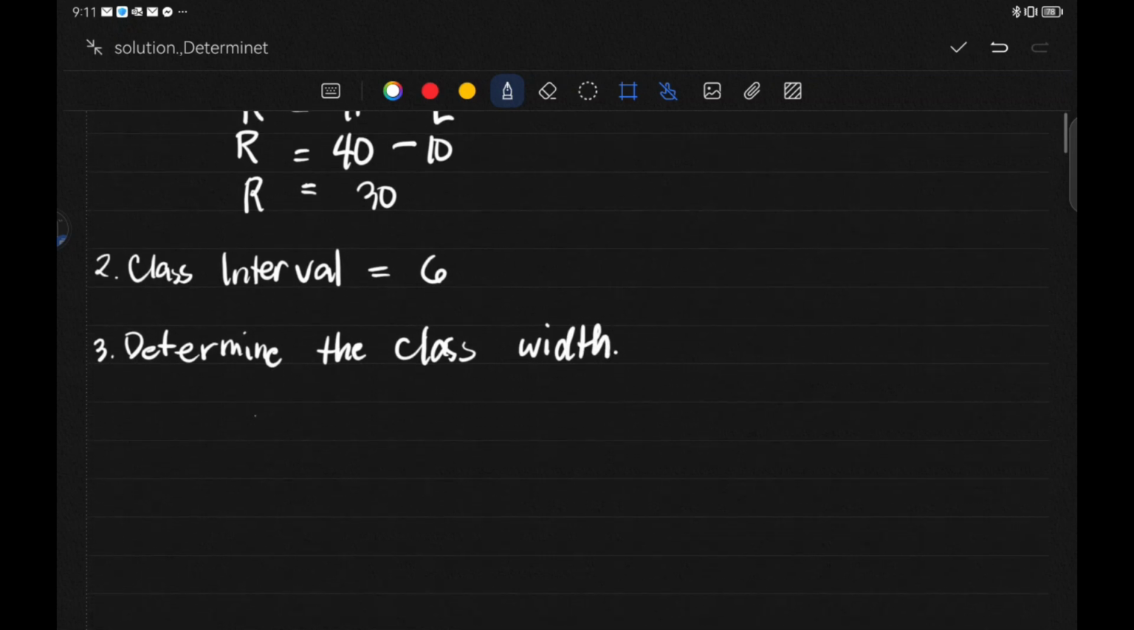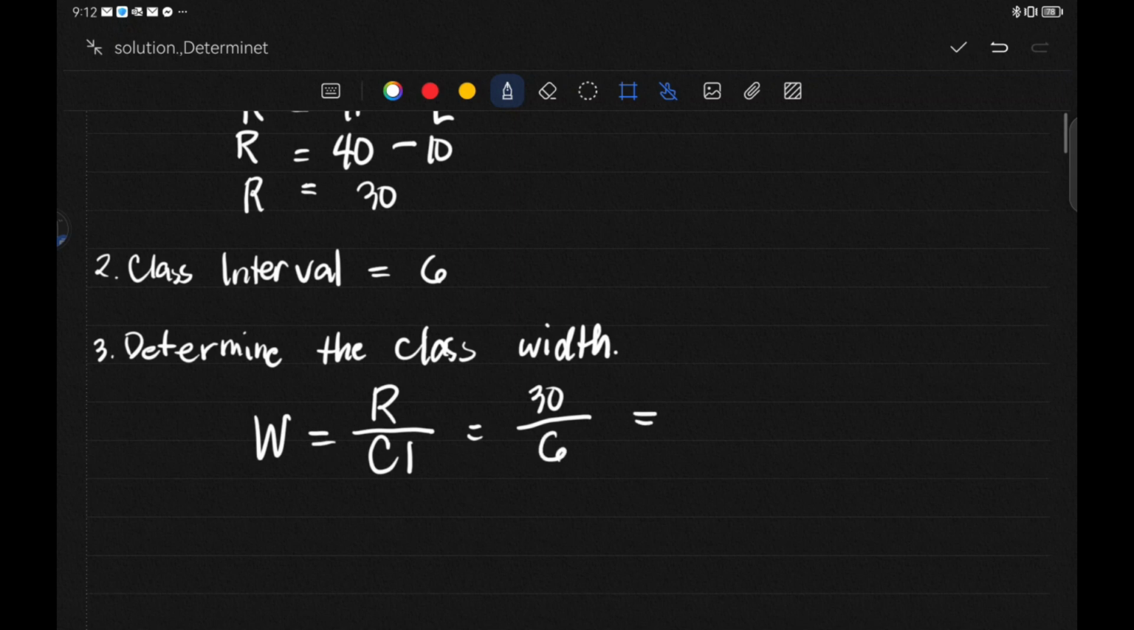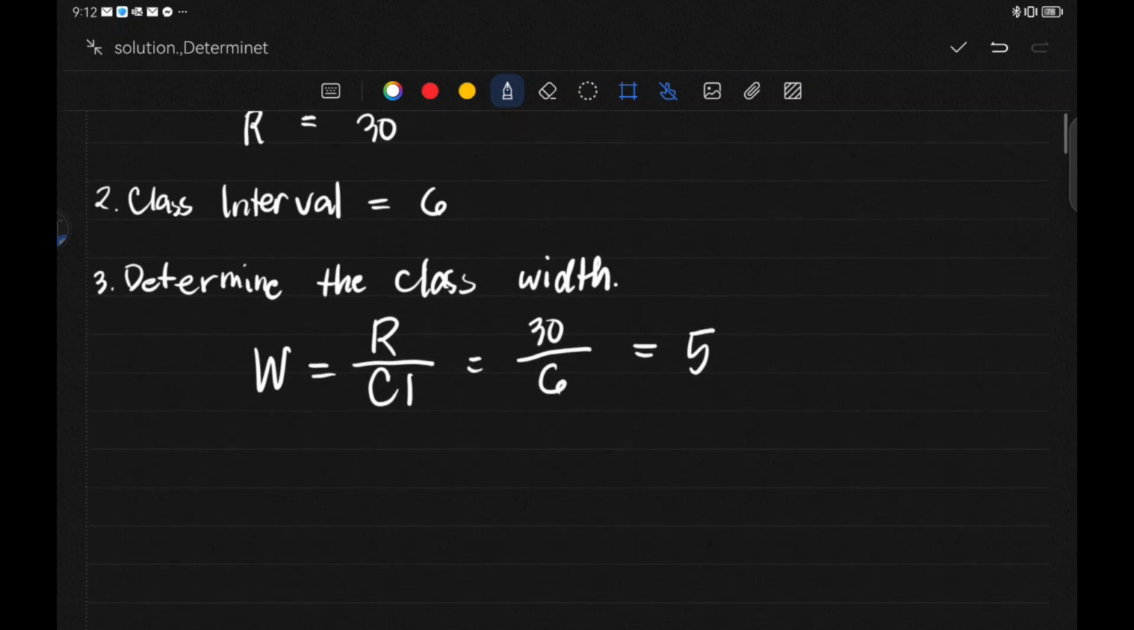So we have the formula W is equal to range divided by class interval. Our range is 30 and our class interval is 6. 30 divided by 6 is 5. Therefore, our class width is 5.